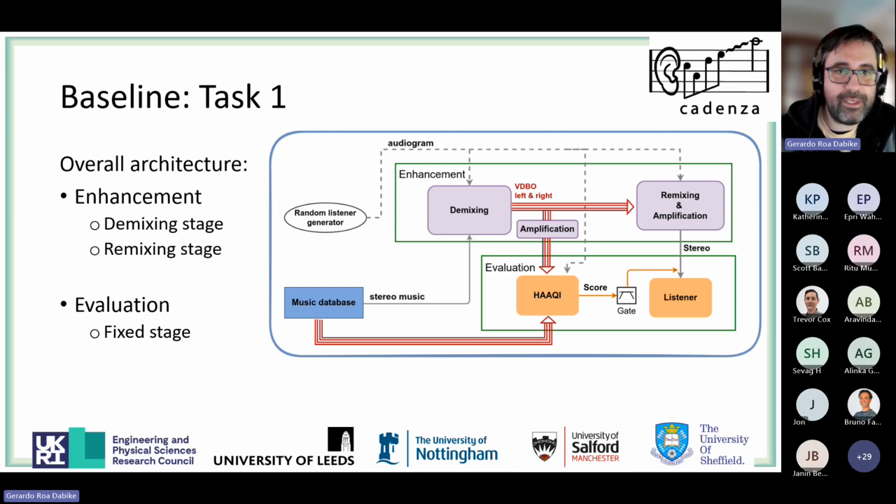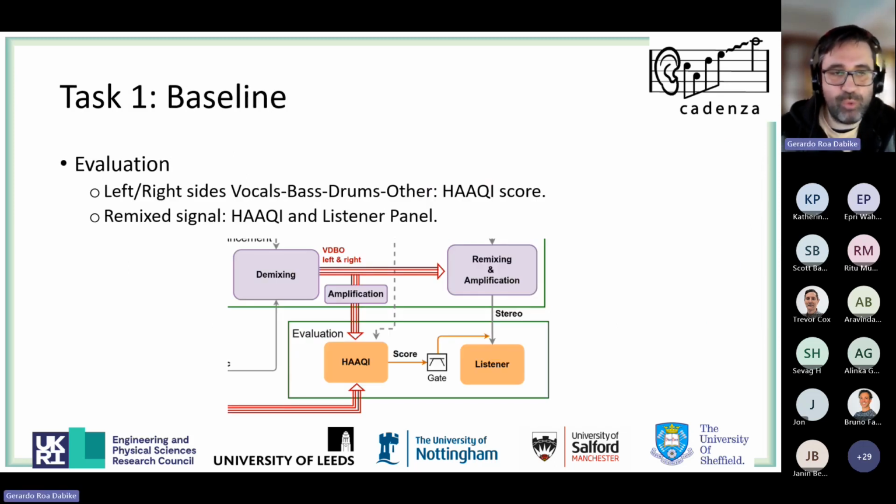as was presented by Trevor before, the baseline in task 1 basically had 2 stages. So we have the enhancement and the evaluation. The evaluation stage is a fixed stage where we ran the evaluation for all the entrants, so the participants. In the evaluation, we received the 8 BDPO, left and right BDPO, and using the reference signals, we compute the HAAQI score. And the remix went to the listener panel, but we also scored the HAAQI for the remix, because in that way we can correlate the HAAQI with the listener panel.